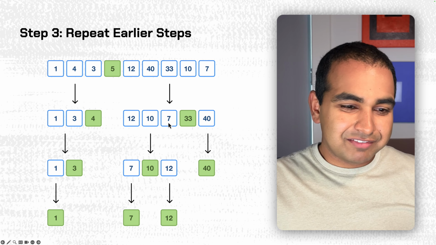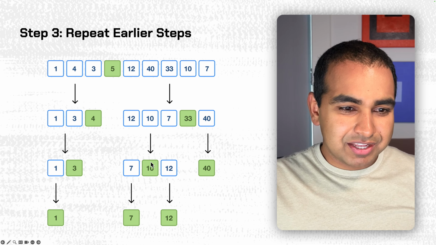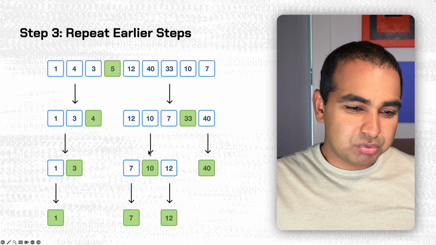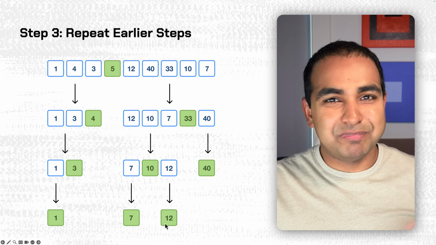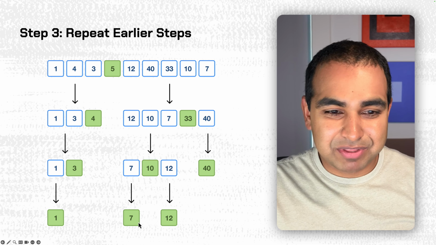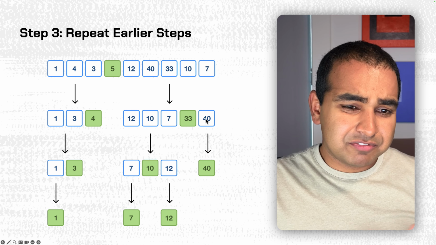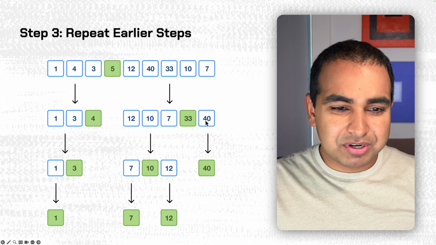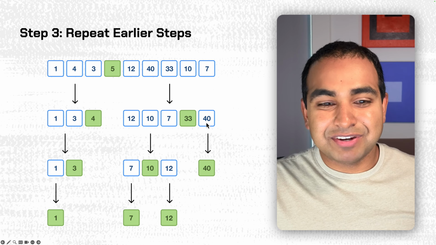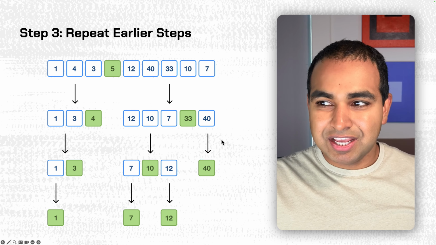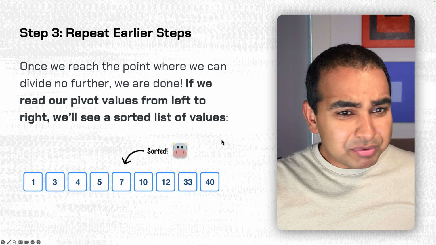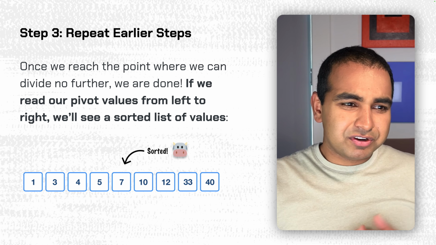Similarly, 12, 10, and 7. 10 is the pivot value. 7 goes to the left, 12 goes to the right, and then we have 2 more problems here. 7 and 12 happen to be sorted because, again, they are the last item there. When we look at 40 over here from our first sorting operation, there are no other items for the sort. It is the pivot. It goes down fully sorted as well. And so once we reach the point where we can divide no further, we're done.